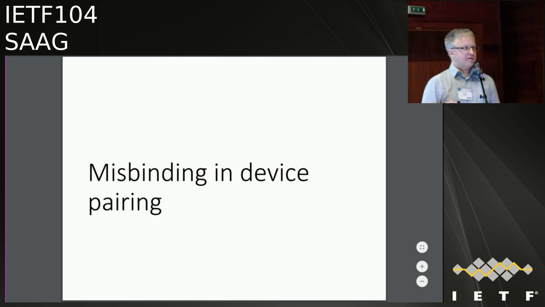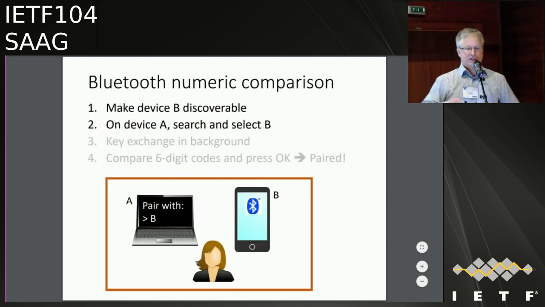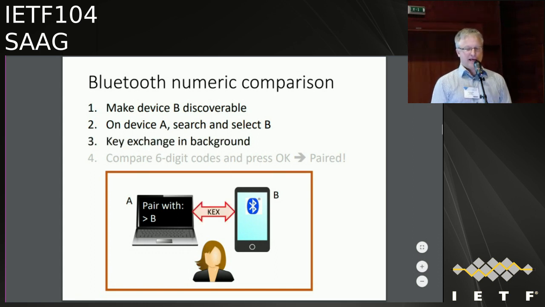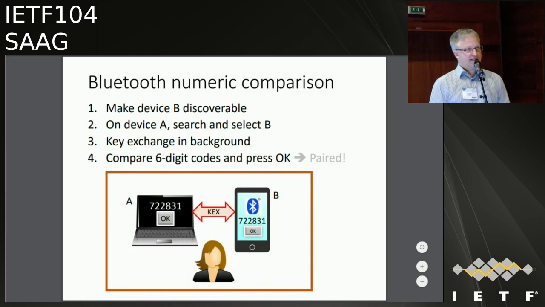So let's see how the device pairing works. I'll first just quickly run through the Bluetooth authentication so that you familiarize yourself with the pictures. Here, the user has two devices, A and B, makes B discoverable on device A, searches for discoverable devices, selects B, then key exchange takes place in the background, and the two devices, as part of that key exchange, show two 6-digit codes to the user.